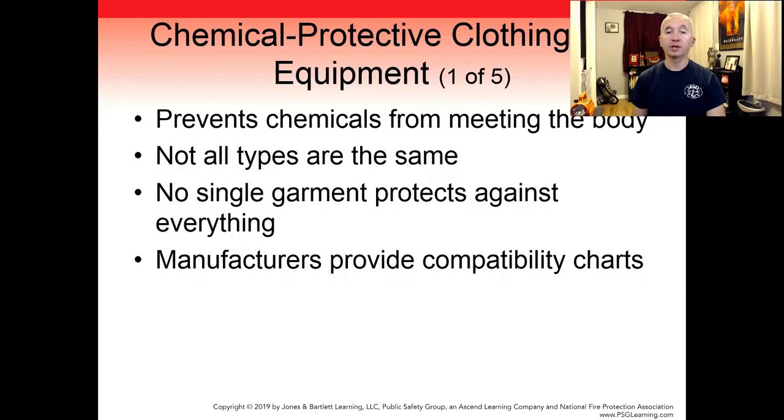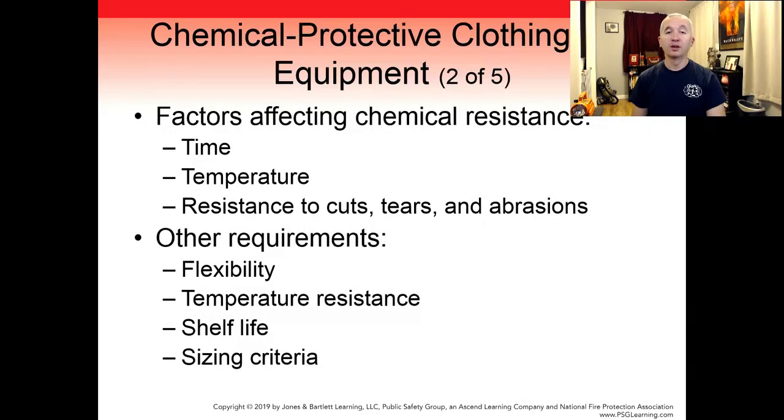Chemical protective clothing and equipment is designed to prevent chemicals from entering the body. Not all types are the same, and no single garment will protect you from everything. Manufacturers provide compatibility charts intended to assist you in choosing the right chemical protective clothing. Factors affecting chemical resistance can include time, temperature, and resistance to cuts, tears, and abrasions. Other requirements are flexibility, temperature resistance, shelf life, and sizing criteria.